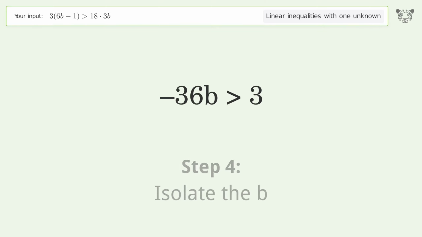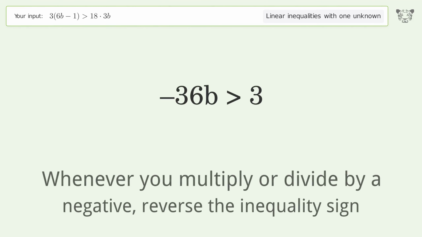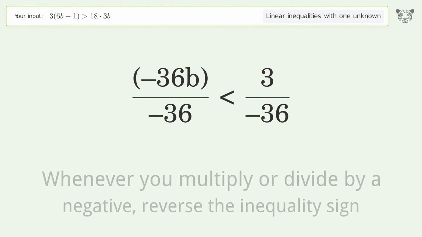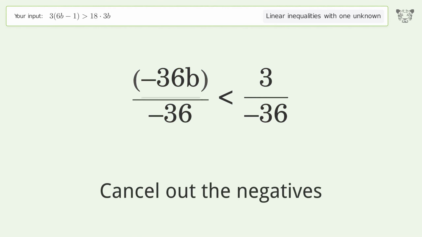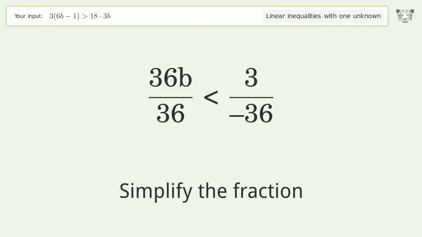Isolate the b. Divide both sides by -36. Whenever you multiply or divide by a negative, reverse the inequality sign. Cancel out the negatives. Simplify the fraction.